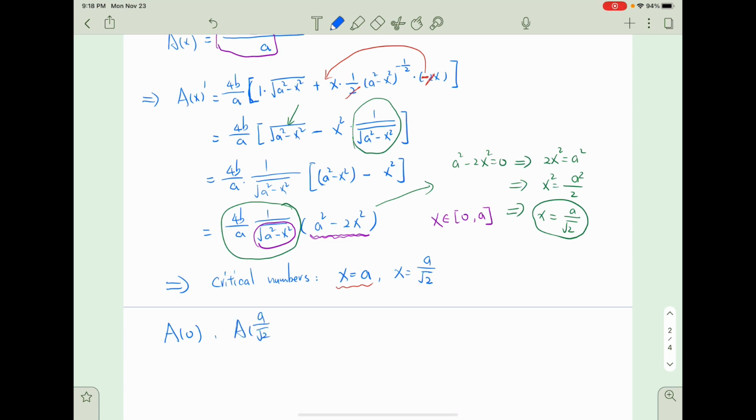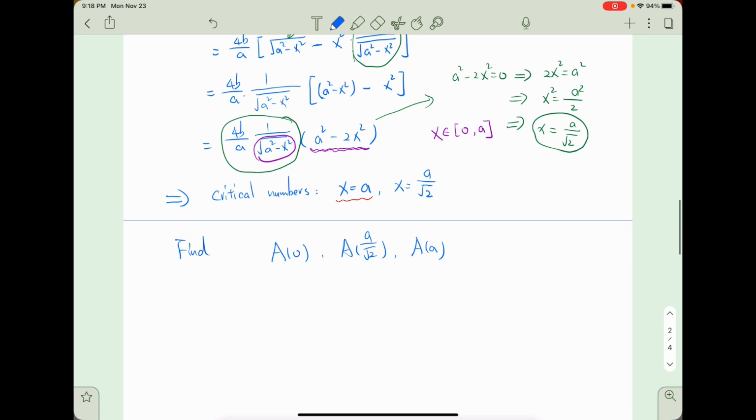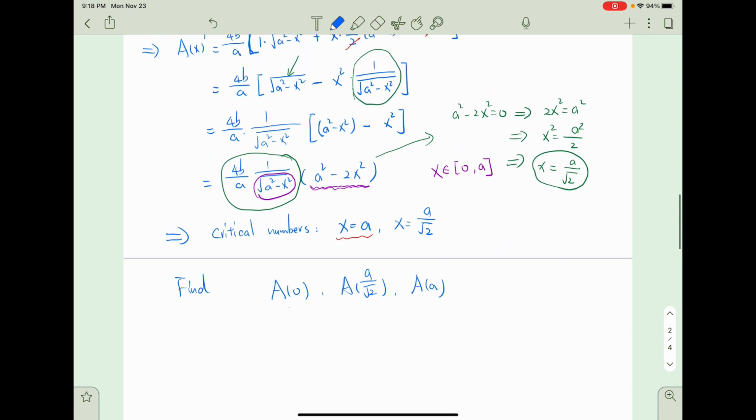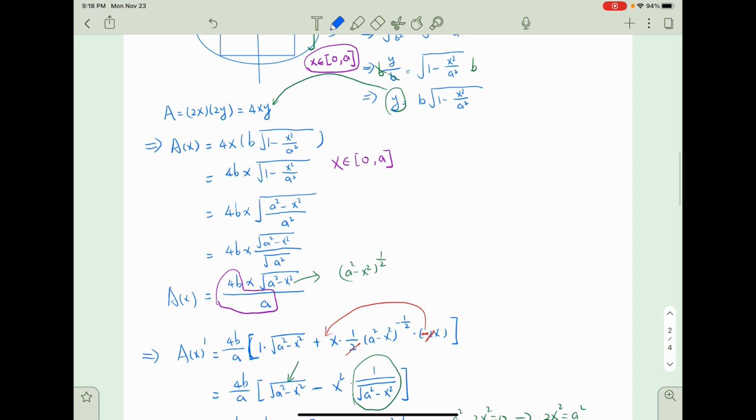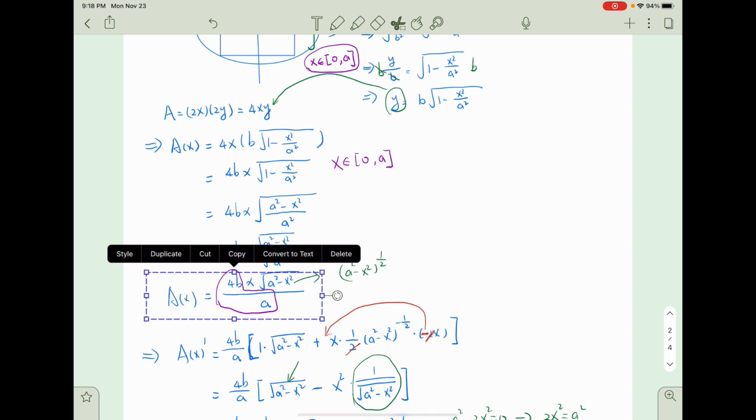A over square root of 2 and a, right? Find these three things. So let us remind us what the original function is. The original function is this guy here.